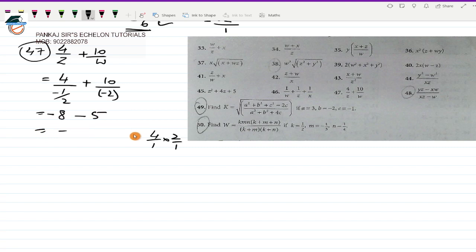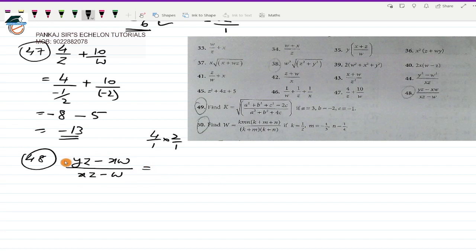So I'll repeat that sign minus and I'll add the two numbers 8 and 5. Okay, so 8 and 5 should give me 13. So the answer for this one, 47th, is minus 13. Okay, lot of 13s we are getting as answers. Okay, and the answer for 47 is minus 13, which is absolutely correct. Okay, now let us come to 48. Question number 48 is yz minus xw upon xz minus a w.